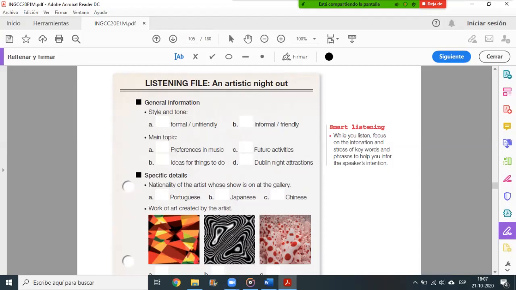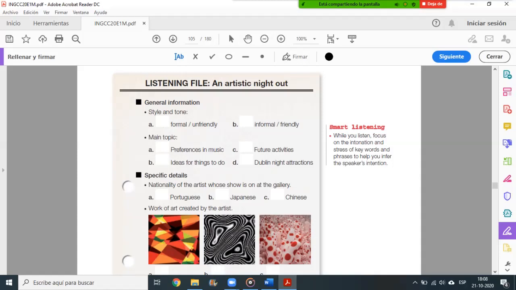We are going to check general information about style and tone. Vamos a escuchar, ¿cierto? Y encerrar información general acerca de style and tone. You have to circle here letter A if it is formal or unfriendly. Si no saben el significado de esas palabras, hay que chequearla. Formal, similar to Spanish, and unfriendly. Then, letter B. According to what you listen, you have to circle informal or friendly, okay?